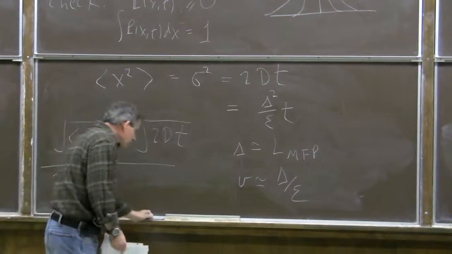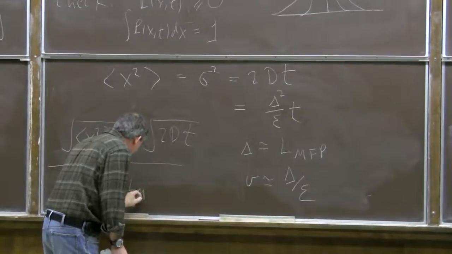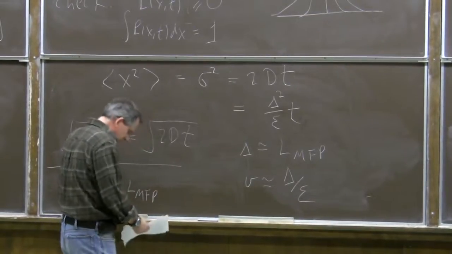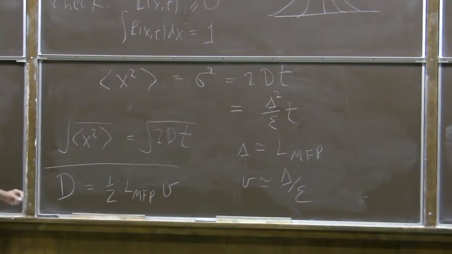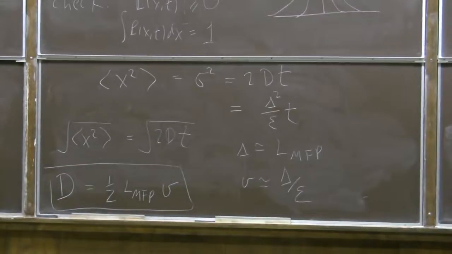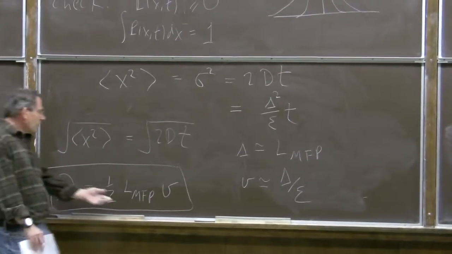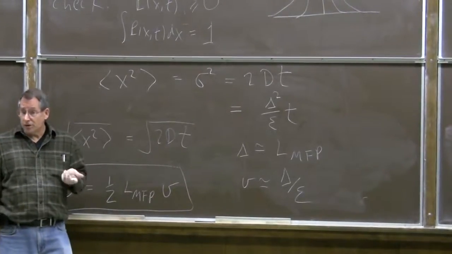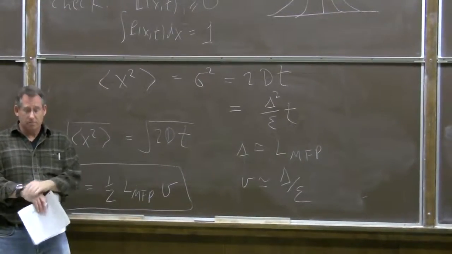But what is of broader interest is we can think of it as a mean-free path times the speed. The mean free path is how far you travel before you forget what your initial direction of motion is. V is how fast you travel. The product of the two is essentially the diffusion constant, which tells you how quickly the probability distribution spreads.